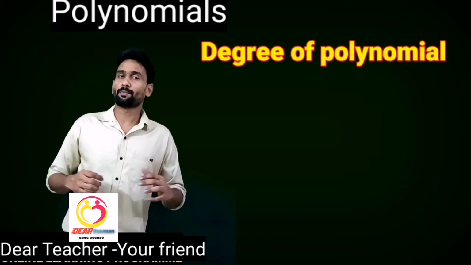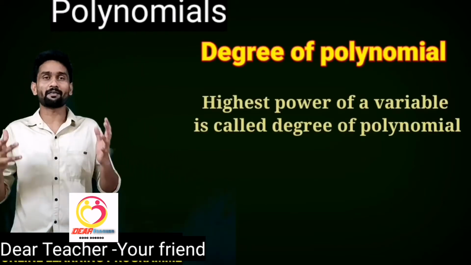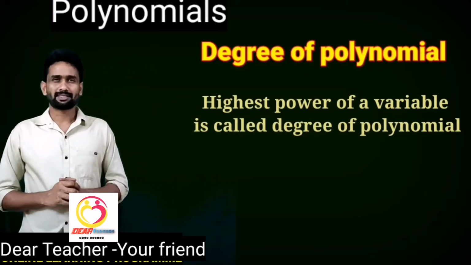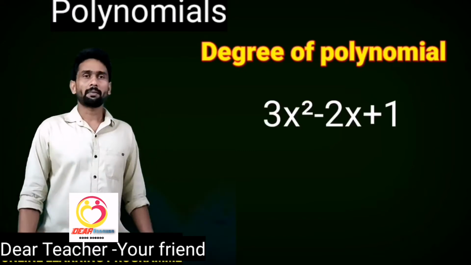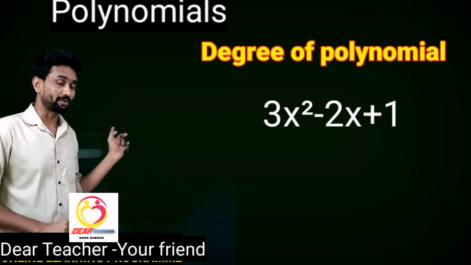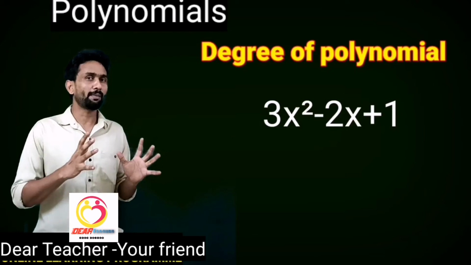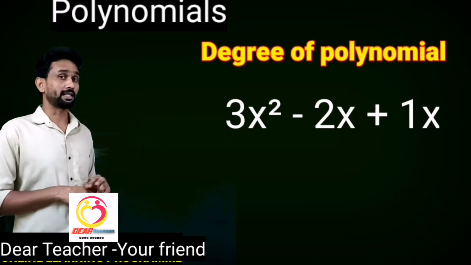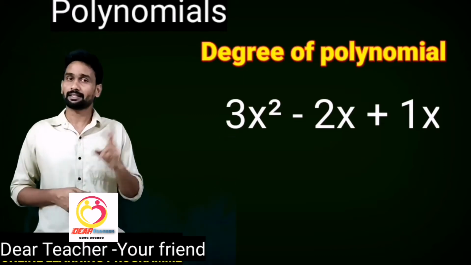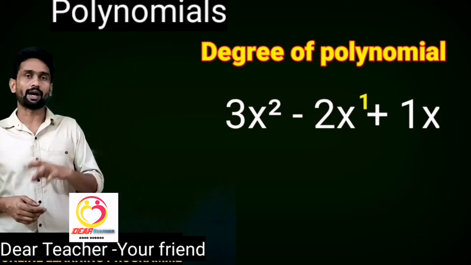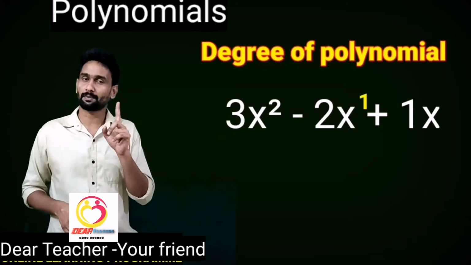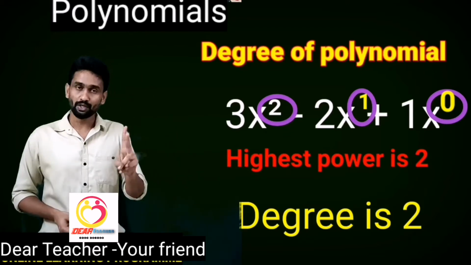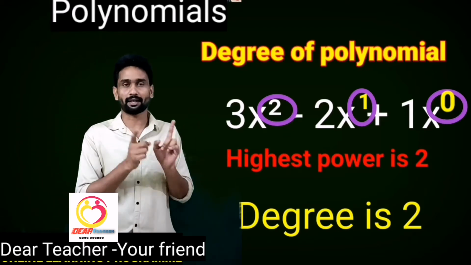Next, degree of polynomial. The highest power of a variable is called the degree of the polynomial. Look at this example, we can just revise it: 3x square minus 2x plus 1. Here there are 3 terms. We know the powers of each term. The first term's exponent is 2. The second term's exponent is 1. And the constant's exponent or degree is 0. So the highest power is 2, and the degree of this polynomial is 2.